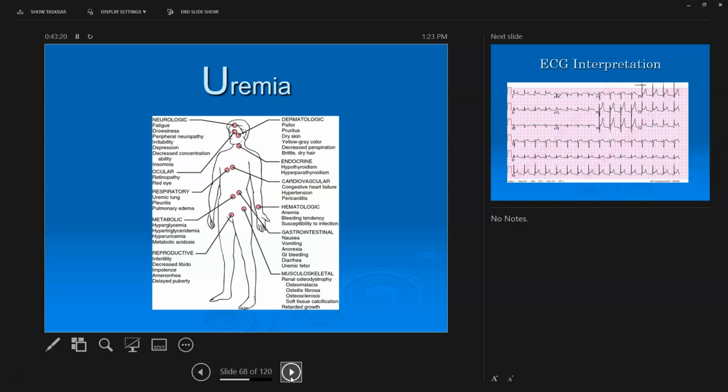Uremic pericarditis? Yeah. So what would you maybe hear on physical exam? A rub, yep. So you may catch that on physical exam. So if they have signs and symptoms of uremia, that's an indication for emergent or urgent dialysis.